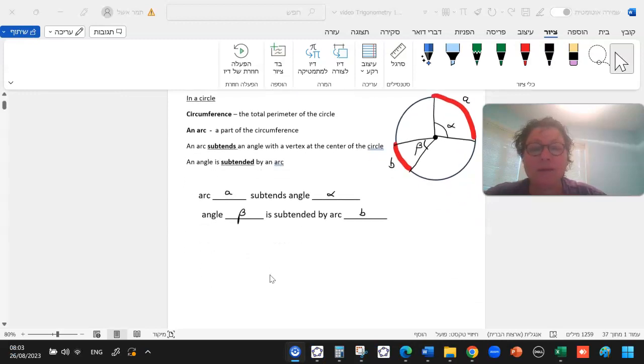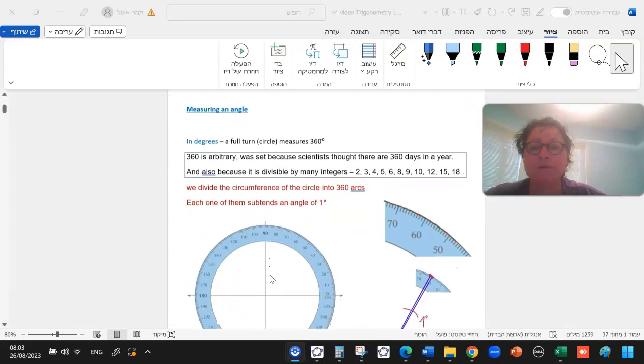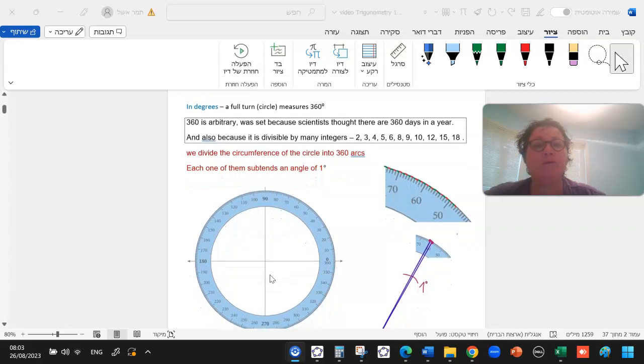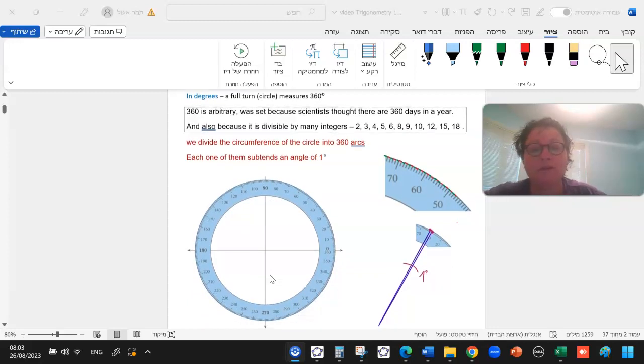We will now talk about measuring the size of an angle. One of the measures is degrees. I'm sure you're familiar with degrees. This is where we divide the circle into 360 degrees. Why 360? You have an explanation here, mostly because it is convenient. We actually divide the circumference of the circle into 360 arcs, each subtends an angle that we call 1 degree. You can see here the closer look with the little arcs and the angle of 1 degree.